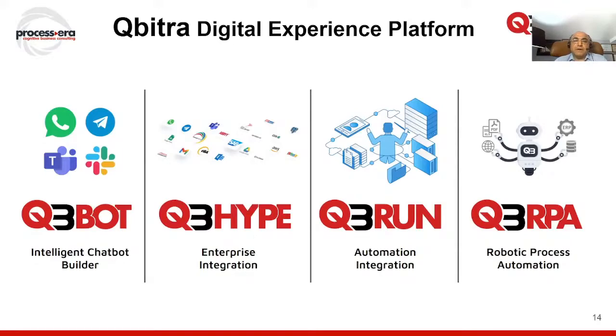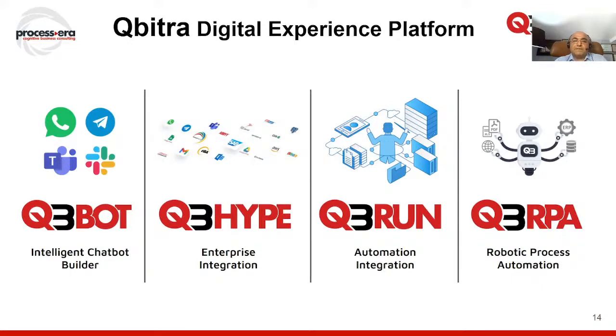We are analyzing the customer journey or employee journey, and we have 4 main products. First of all is an intelligent chatbot. We call this Qbitra bot. So with any kind of chatbot platform, even chat, WhatsApp, Telegram, WeChat, Slack, Teams, whatever it is, the user or employee can request or can speak with our platform about what the issues or requests are from the companies.